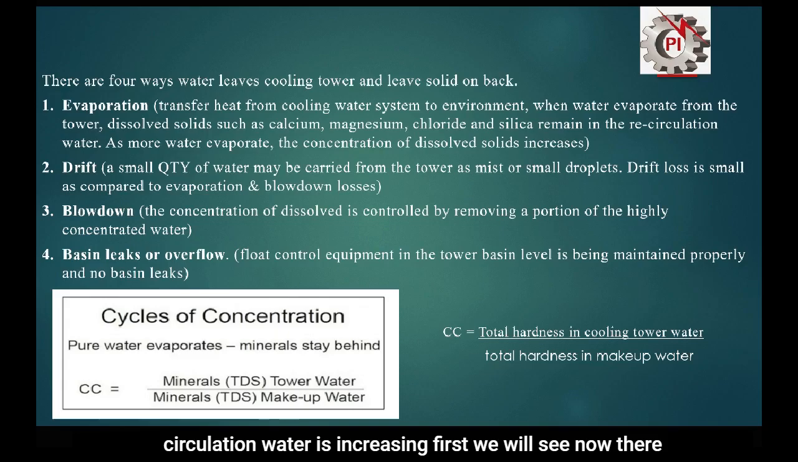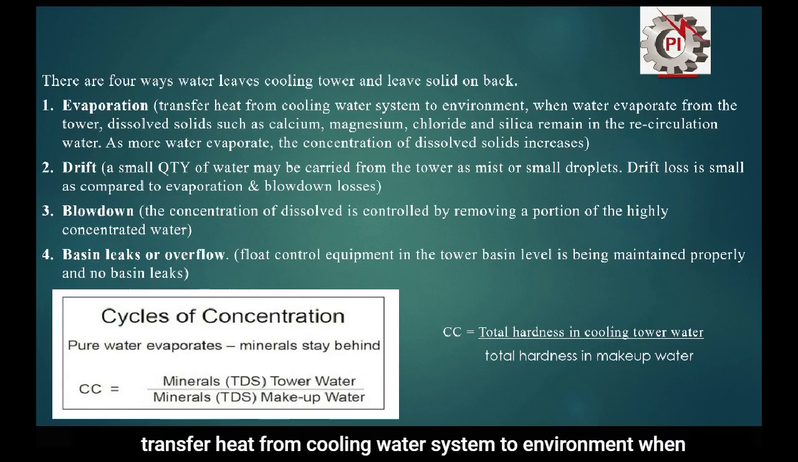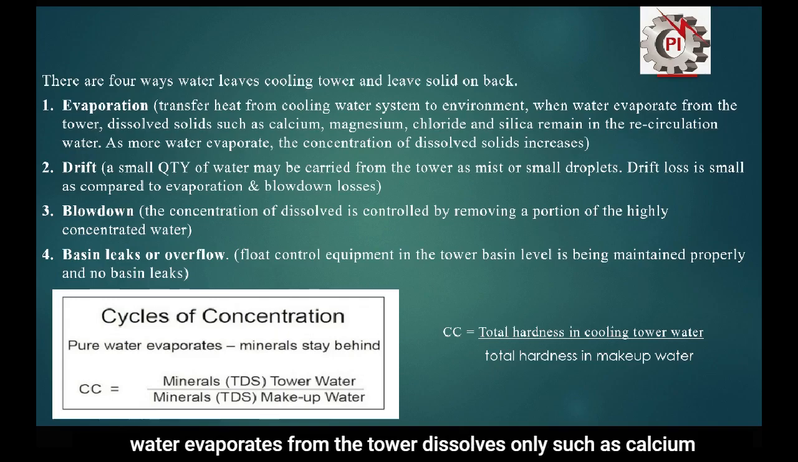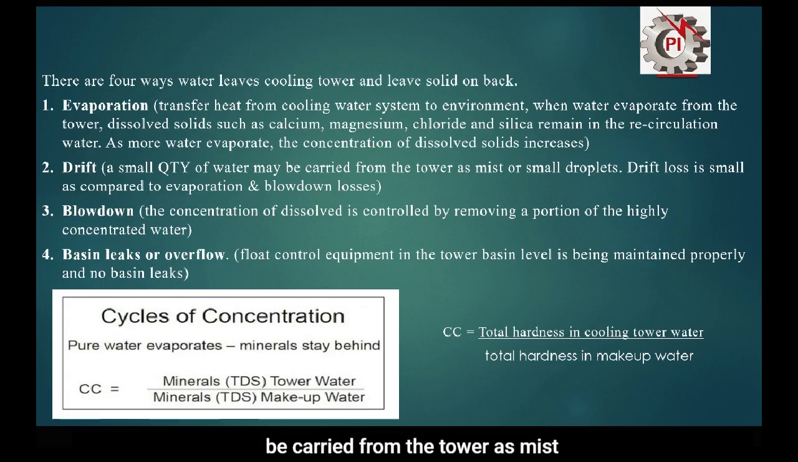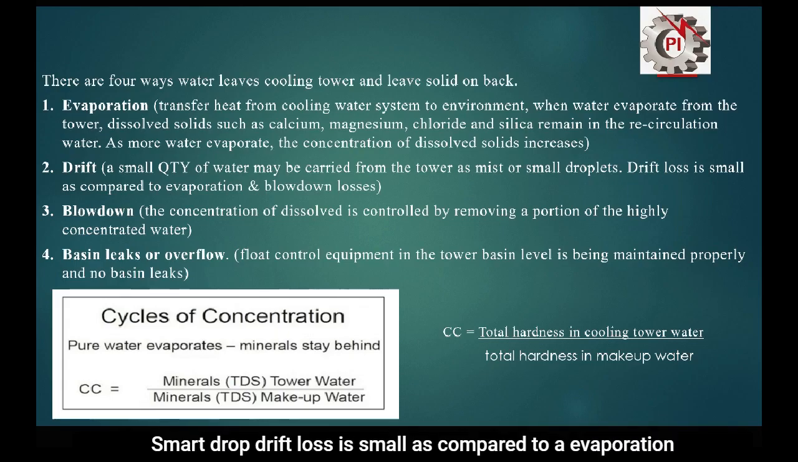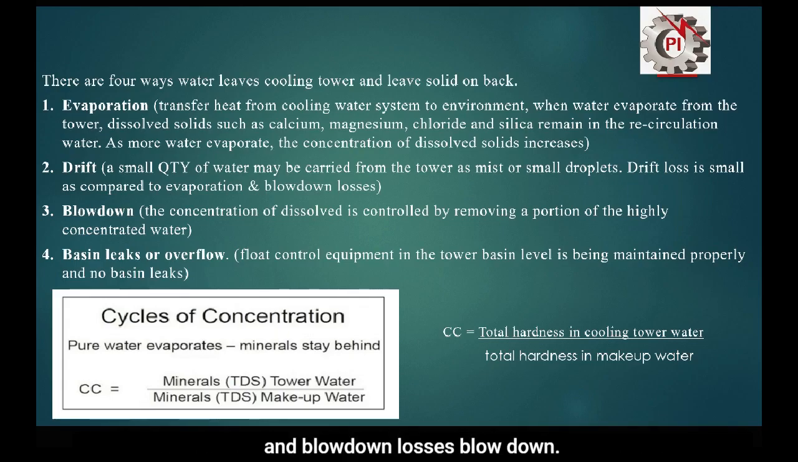So now we will see the 4 ways water leaves the cooling tower and leaves solids behind. The first is evaporation. In case of evaporation, heat is transferred from the cooling water system to the environment. When water evaporates from the tower, dissolved solids such as calcium, magnesium, chloride and silica remain in the recirculation water. As more water evaporates, the concentration of dissolved solids increases. Second, drift. A small quantity of water may be carried from the tower as mist or small droplets. Drift loss is small as compared to evaporation and blow down losses.